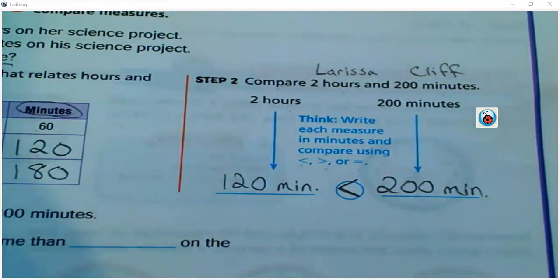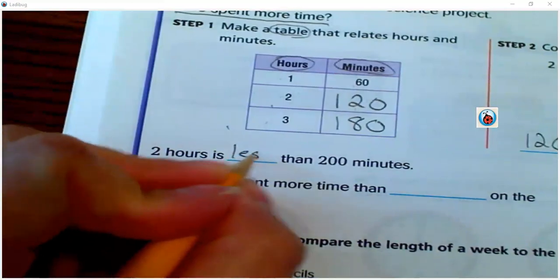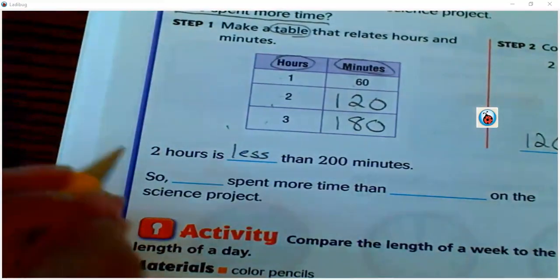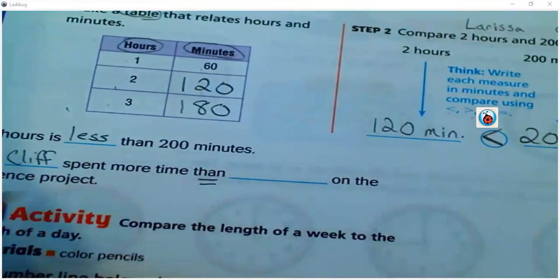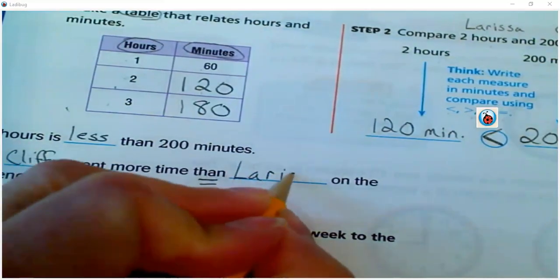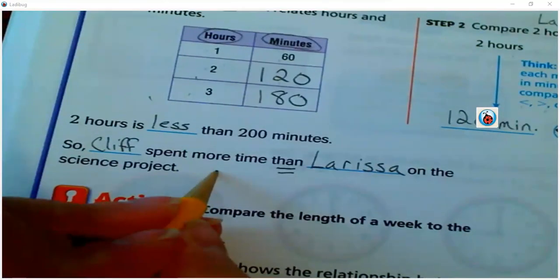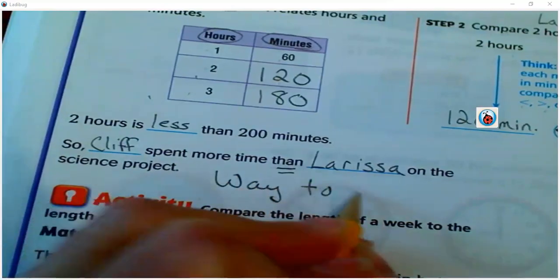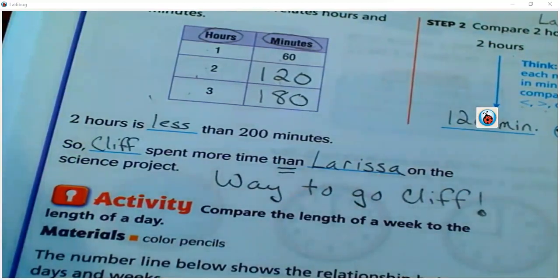Good for you, Cliff. I bet it even came out better. Okay, so let's go back to this. 2 hours is less than 200 minutes. So Cliff spent more time than, look at this lovely word, than. It's not then, it's than Larissa on the science project. Good for you, Cliff. Way to go, Cliff. Probably came out better. The longer you spend on something like a science project, I bet the better it comes out.